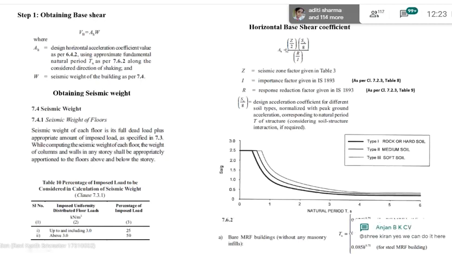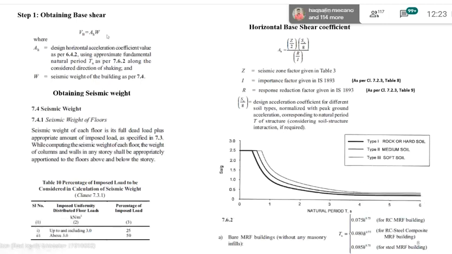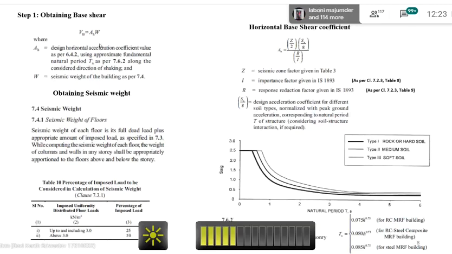So by using this, we will be able to find the seismic coefficient. From here we will be able to obtain the base shear. Once we know the base shear, the force acting at the base of the building, we will be able to distribute it into the various stories. Okay, let me show you through a small example.